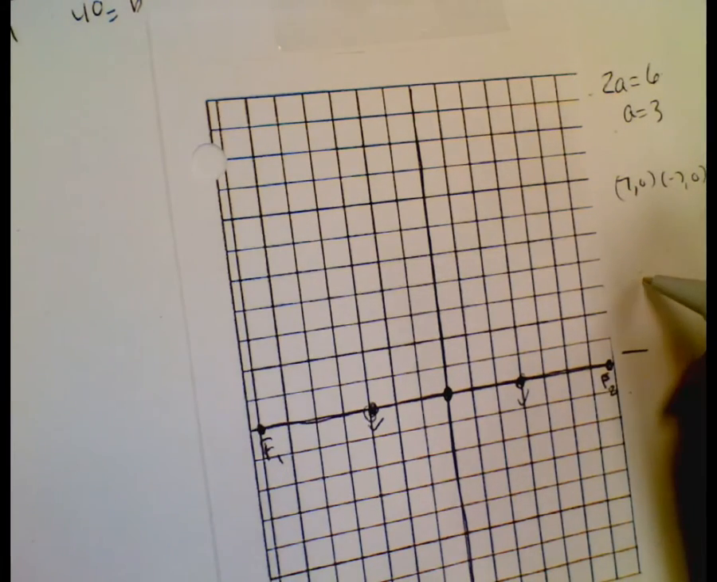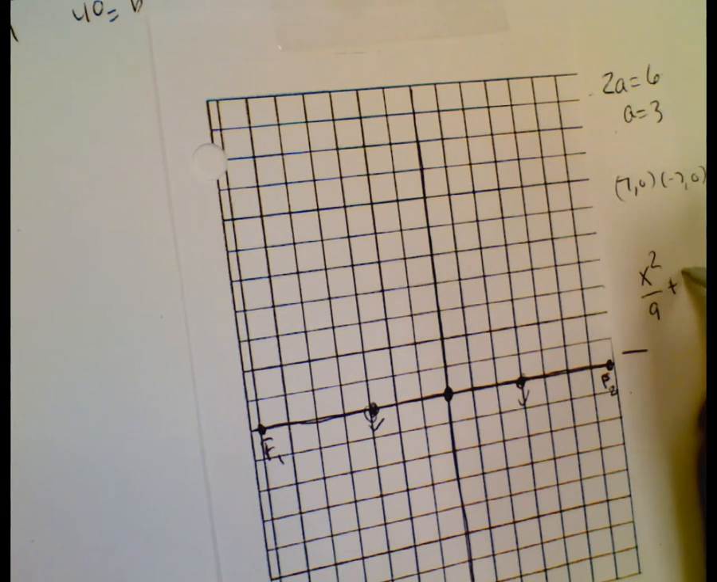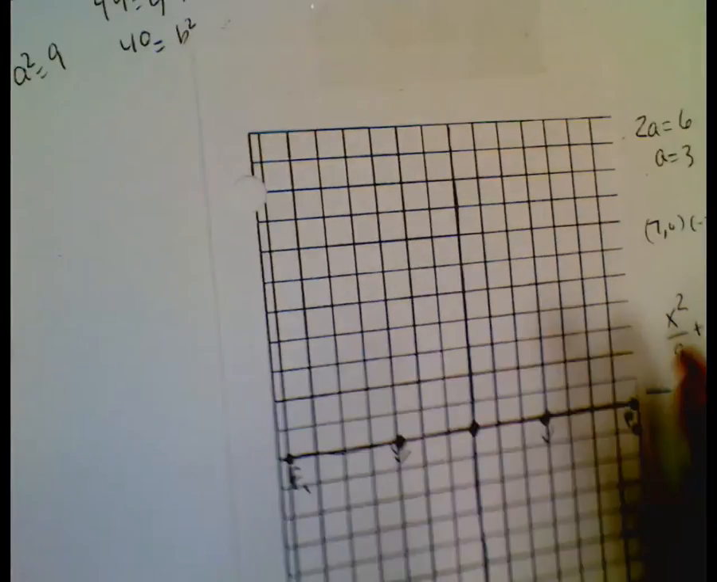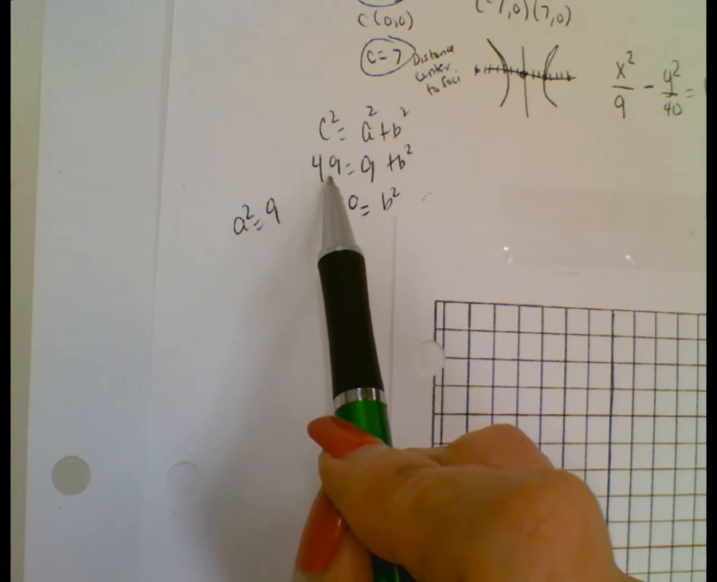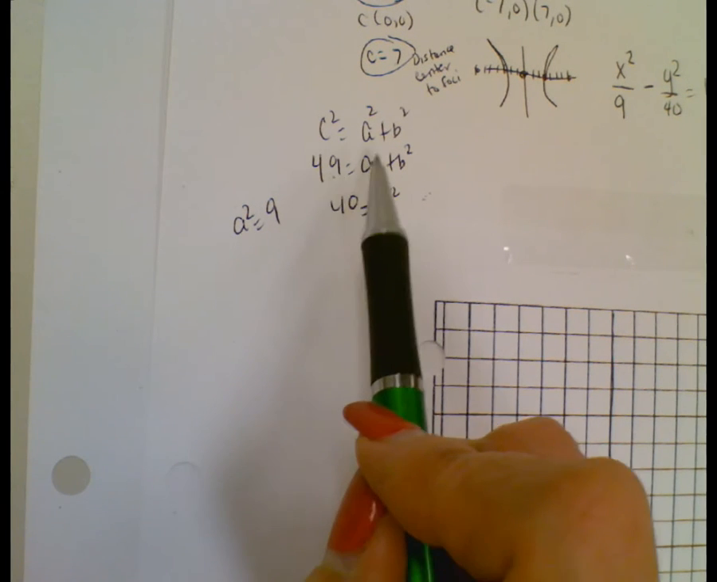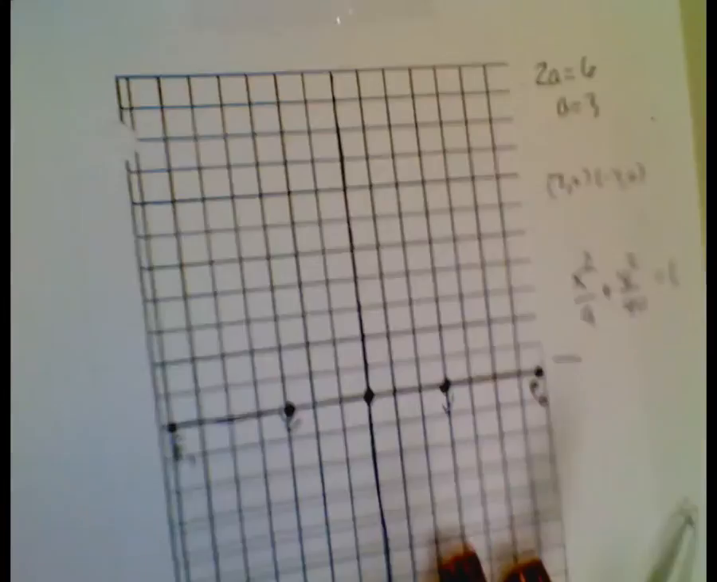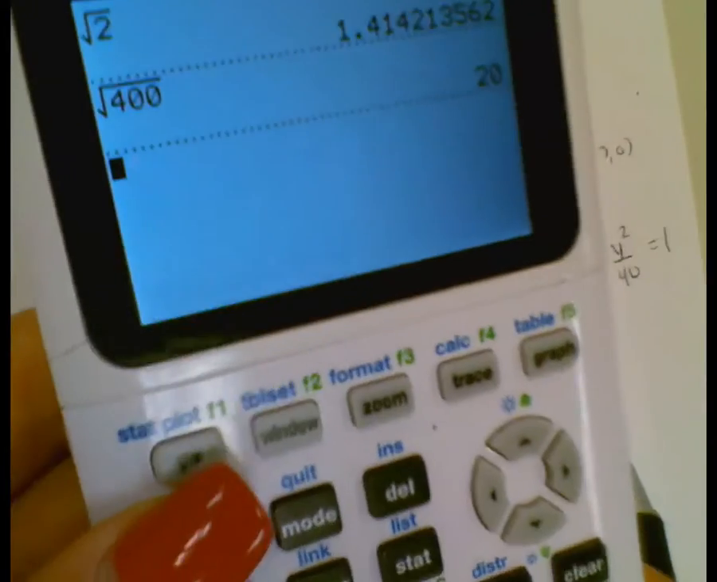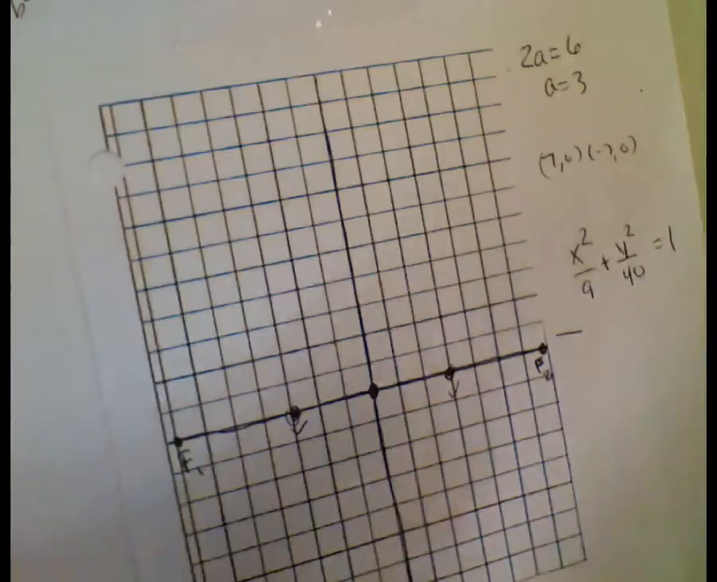So again, we have x squared over 9, because a is 3, minus y squared over 40. We did that work right here. Here's your foci formula: c is 7, so that's 49; a is 3, that's 9. Subtract that, and b squared is 40. We got our equation. The square root of 40 is 6.3.